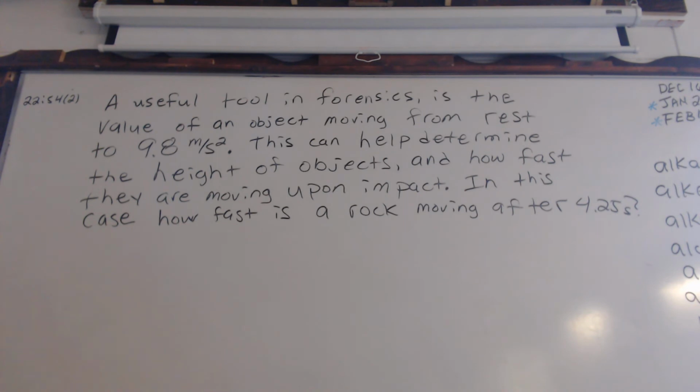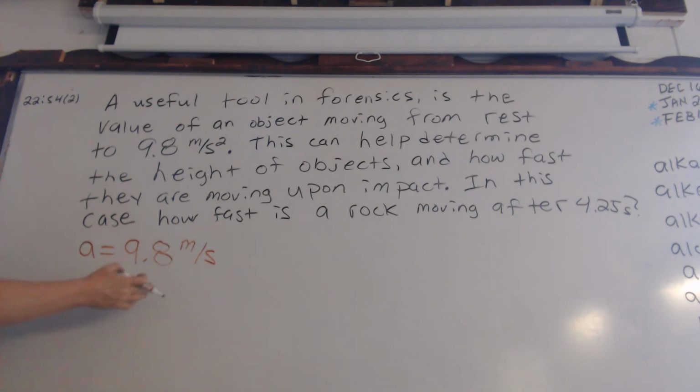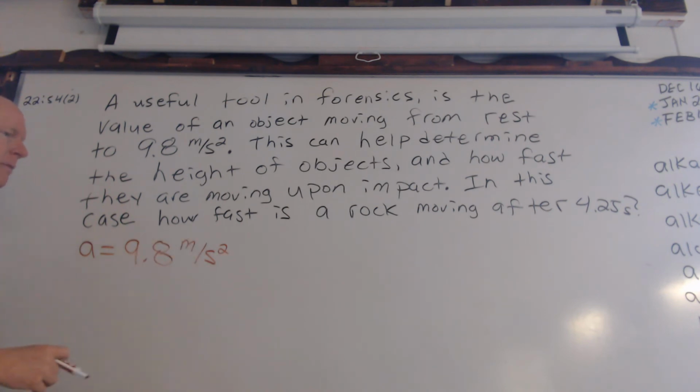What we know, the information. What do we know? Your acceleration is 9.8. Okay, now, how do we know that this is not a velocity? Because here is your label, 9.8 meters per second squared. Okay?